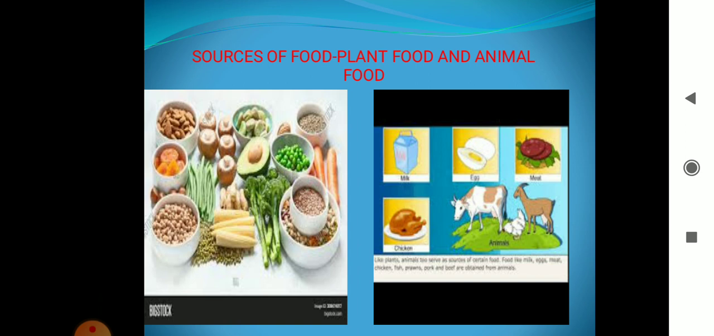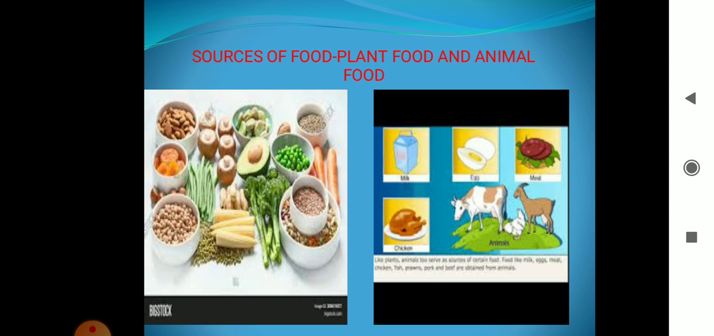The food which we get from plants is called plant food, like fruits, vegetables, cereals, pulses, different grains. These are all plant foods. And animal food is the food which we get from animals, like milk, eggs, meat, chicken, fish, etc.